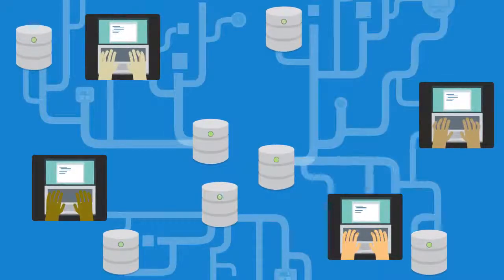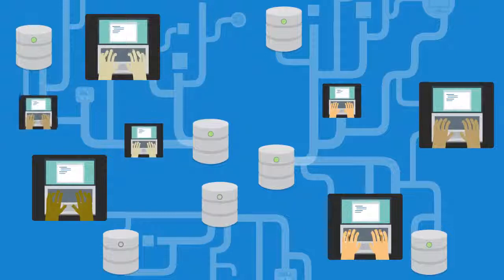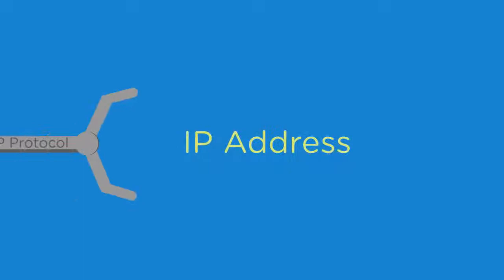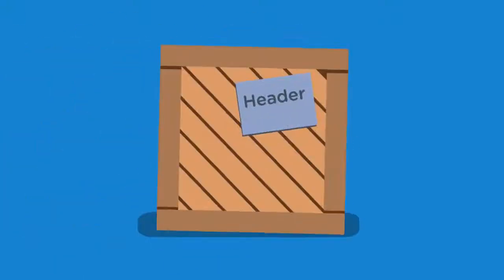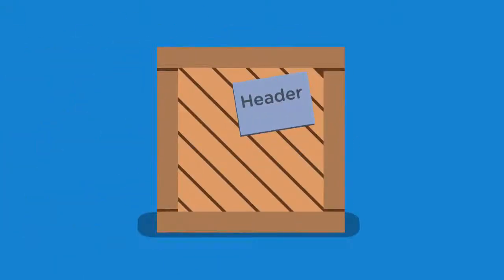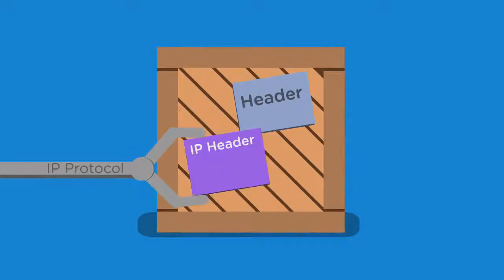Now, every computer on the internet can be identified by its own unique number, called an IP address, and the IP protocol uses IP addresses to route the TCP packets. In order to transmit the data to the correct location, the IP protocol also adds a small header of information to the packet, just like TCP. The IP header contains information on how to send the packets, such as the source IP address and the destination IP address.